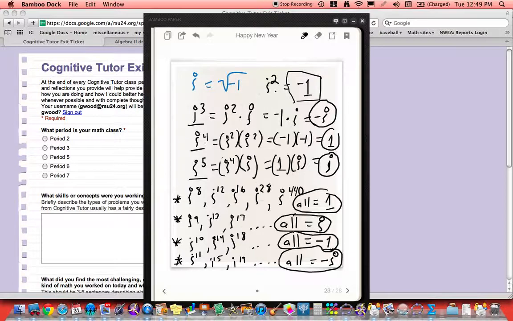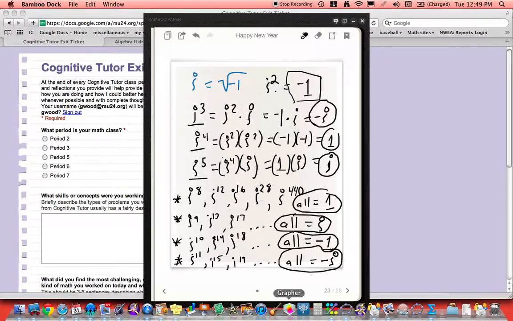Okay? i to the 9th, 1 more than 8. i to the 13th, 1 more than 12. i to the 17th, 1 more than 16. And any i that is 1 more exponentially than a multiple of 4 is going to be equal to i, because 1 times i is i. The pattern continues. So i to the 10th is 2 more than i to the 8th, and since i to the 8th is equal to 1, this is going to be the same as i squared. What's i squared? Negative 1.